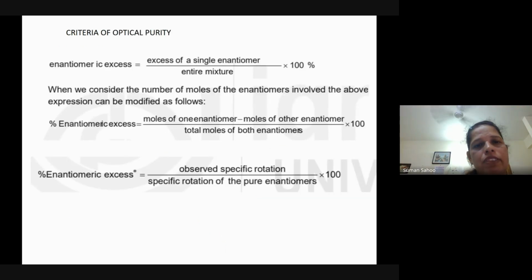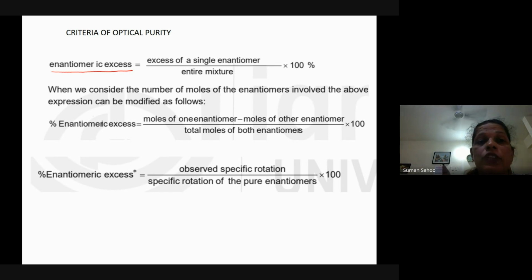So, criteria of optical purity. What is optical purity? If we have a mixture of enantiomers, we can find out the enantiomeric excess. In asymmetric catalysis, or in chiral catalysis or any asymmetric reaction, enantiomeric excess is a main important point. What is enantiomeric excess? In your reaction, there is a chance of getting two enantiomers. So which enantiomer do we need, and how much excess is it over the other enantiomer.